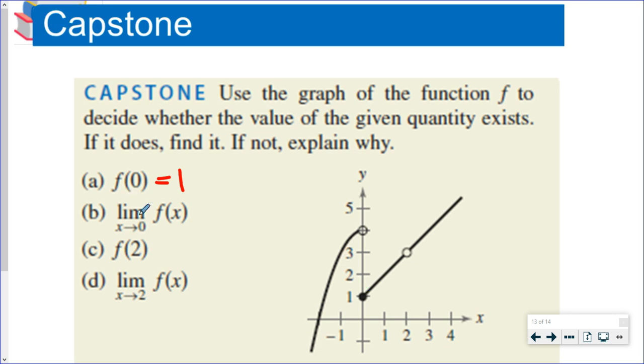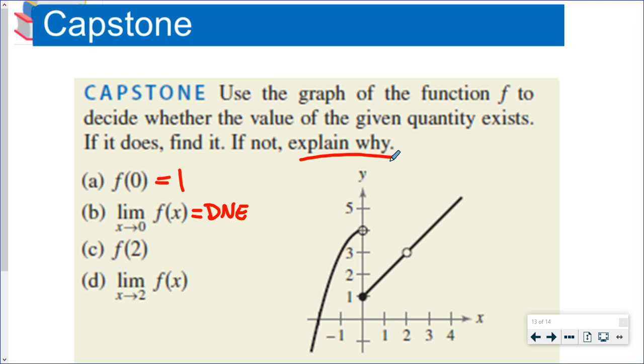Now, what about the limit as x approaches 0? As my x coordinate gets closer and closer to 0 from the left, what does my y coordinate get closer to? 4. And as my x coordinate gets closer to 0 from the right, what does my y coordinate get closer to? 1. Since those two values don't match, the limit does not exist. Where it says explain why, because the limit from the left and the limit from the right don't match, can we say reason 1?